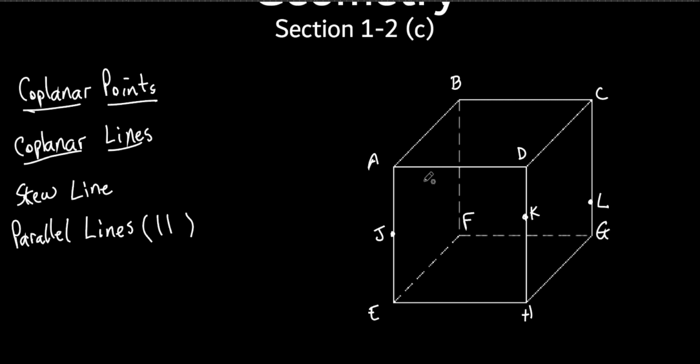We have one more word to talk about before we do more with the picture. But for right now, let's just do this. Find me two pairs of parallel lines. Okay, Evan, give me one pair. J and K.